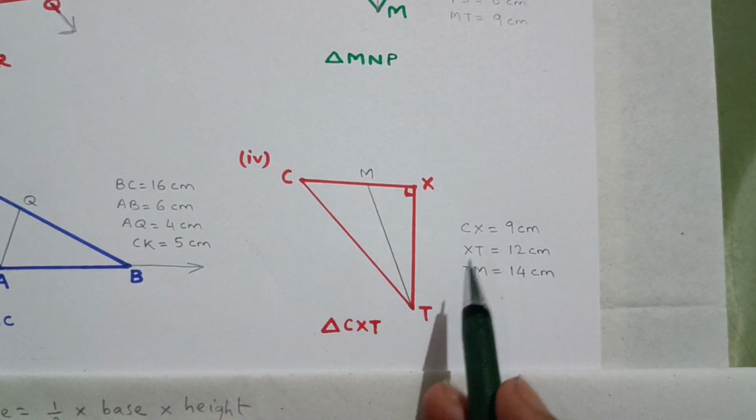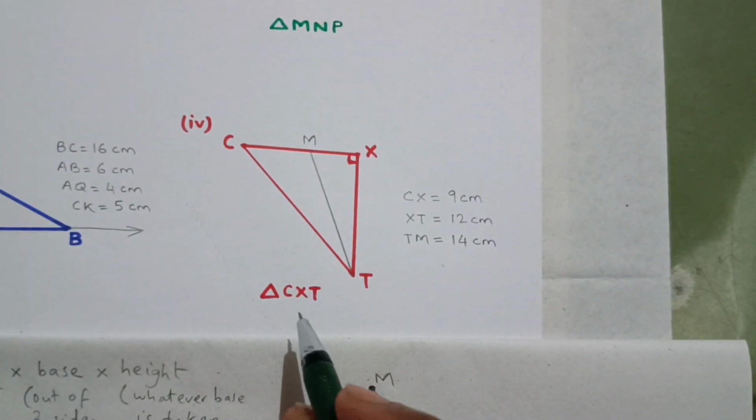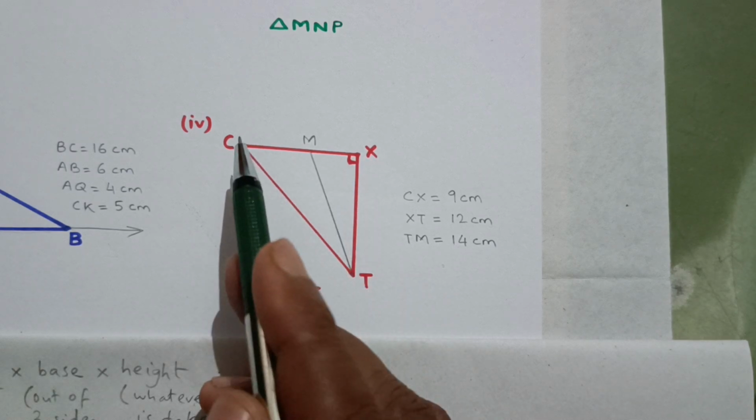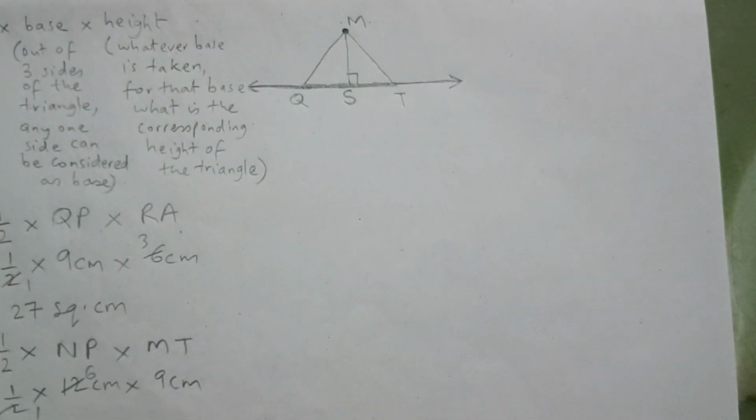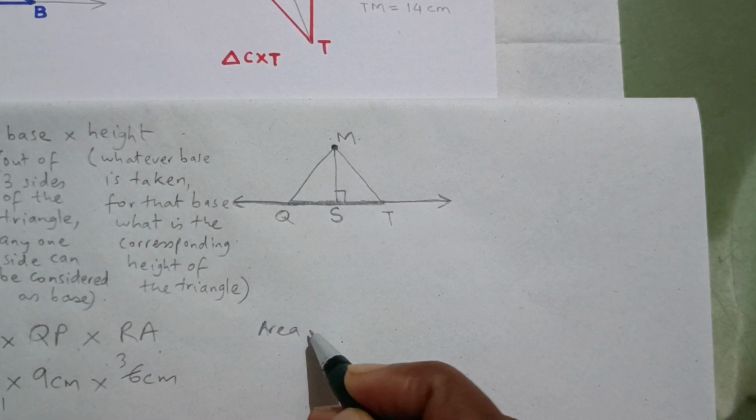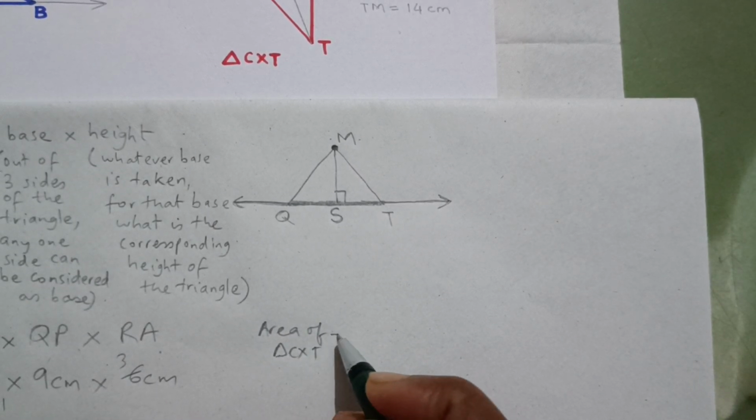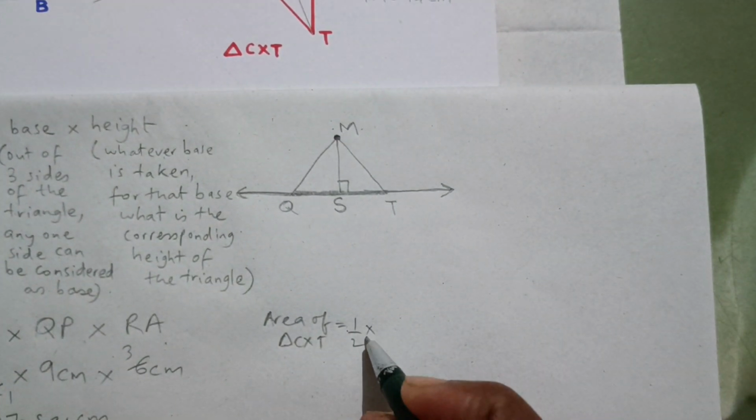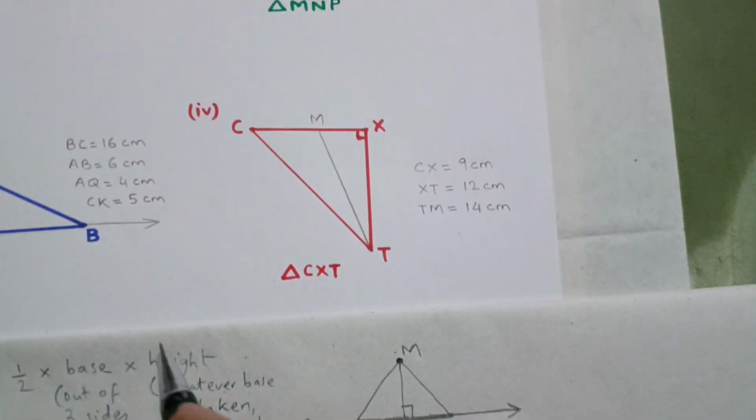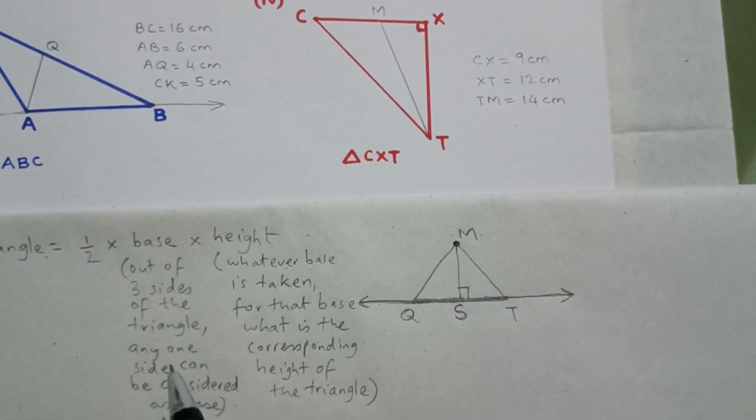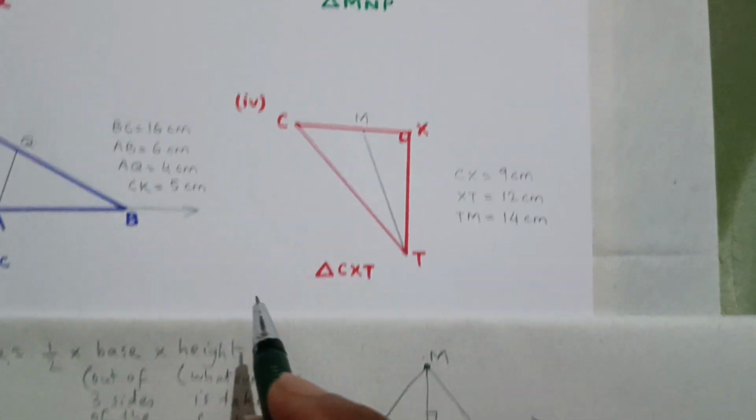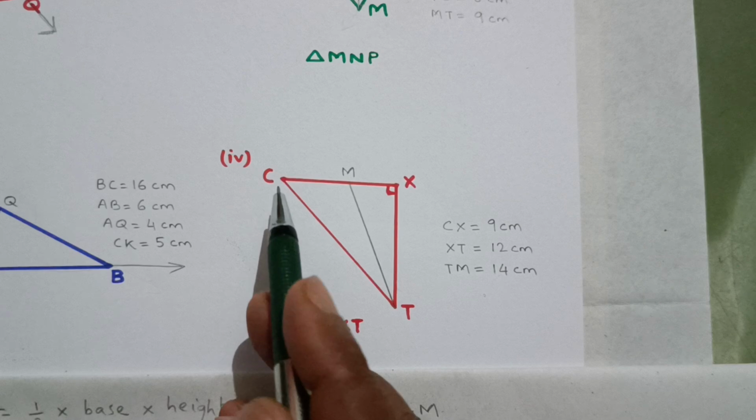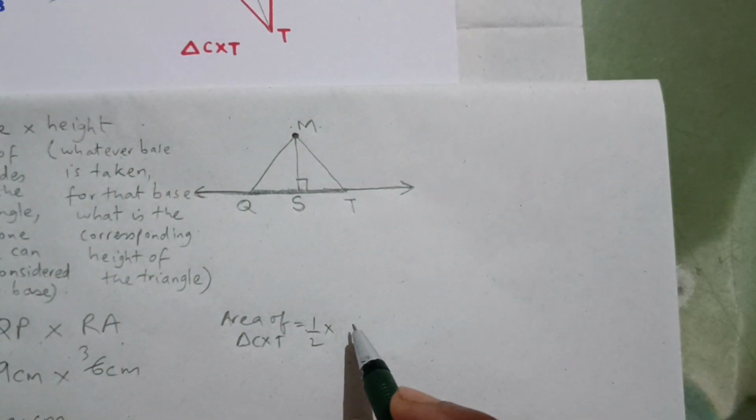And now let us do the last question, which is question number 4. In question number 4, we have been given triangle CXT. We have to find the area of triangle CXT. So that will be half into base into height. Now base and height we have to find out. So base can be any one side of the triangle. So let us take the base as CT.